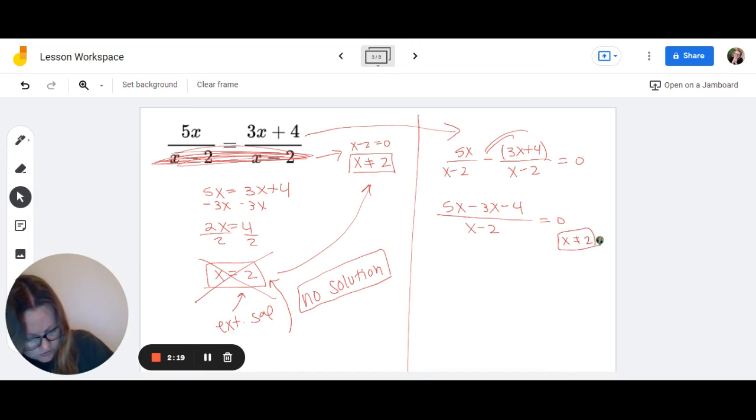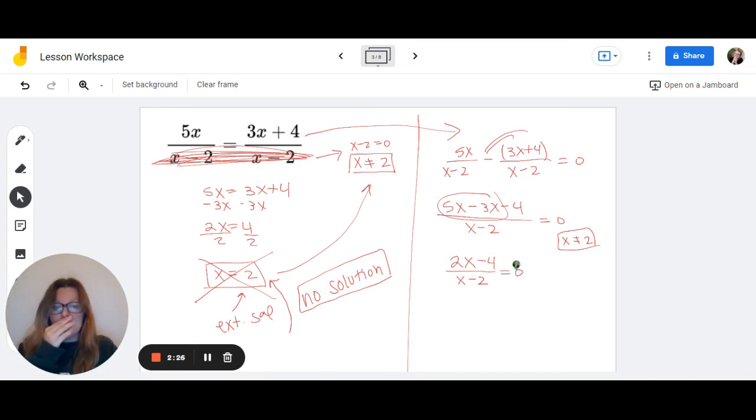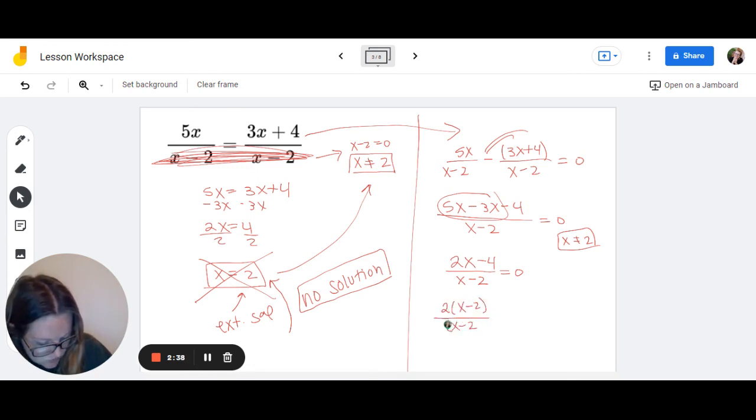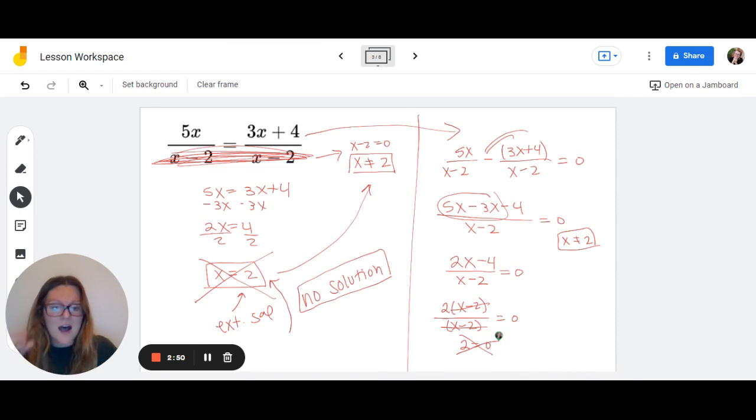Then combining your like terms on the top, I get 2x minus 4 over x minus 2 is equal to 0. At this point, you can either multiply each side by x minus 2 and cancel out that denominator, or we're like, oh, I can factor the top. So that's 2 times the quantity x minus 2, all over x minus 2, is equal to 0. Canceling these out, I get that 2 is equal to 0, and I'm like, what? That doesn't make sense. Because 2 cannot equal 0, I also get no solution.